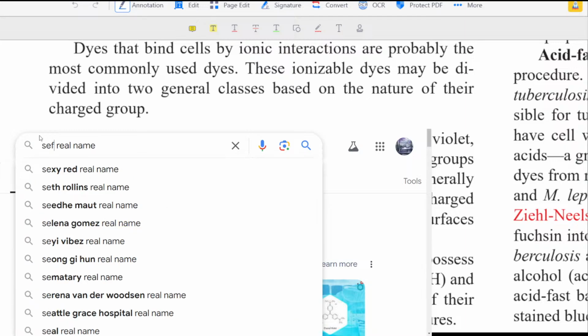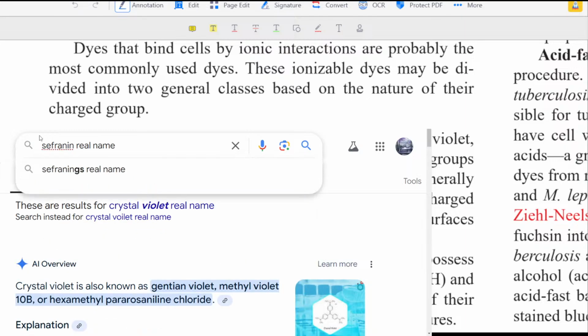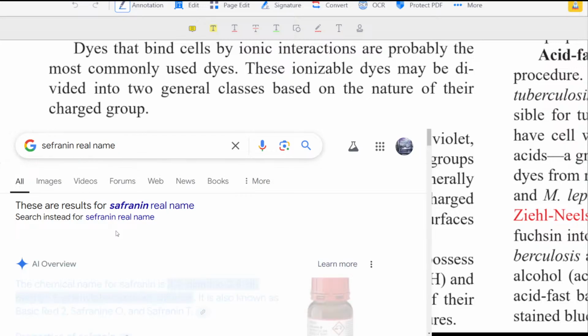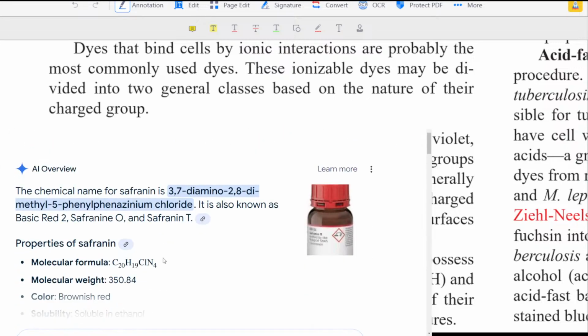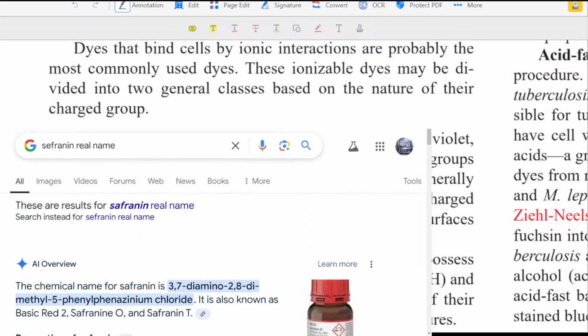And the last one is safranin. It is chloride as well. Dimethyl 5-phenyl phenazinium. It is also known as basic red 2, safranin O, safranin T. So many names for just one color.